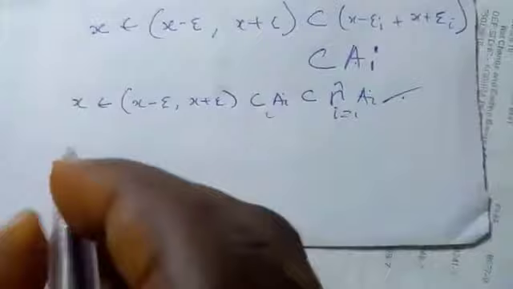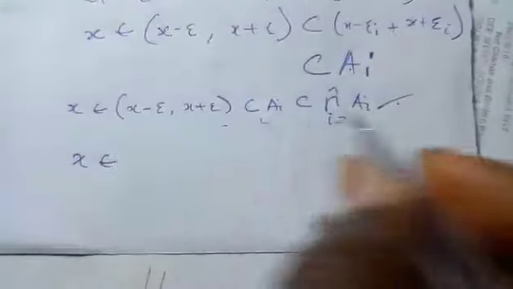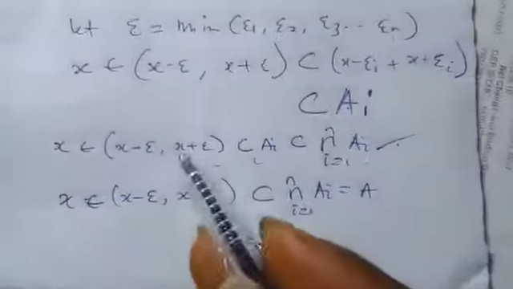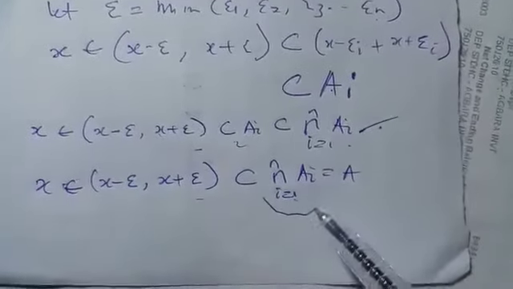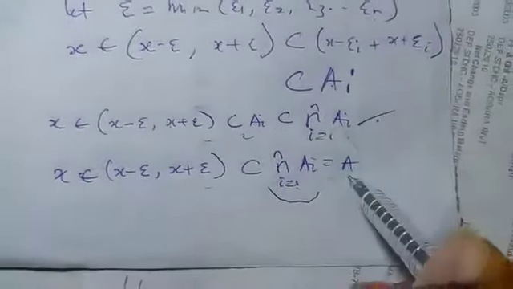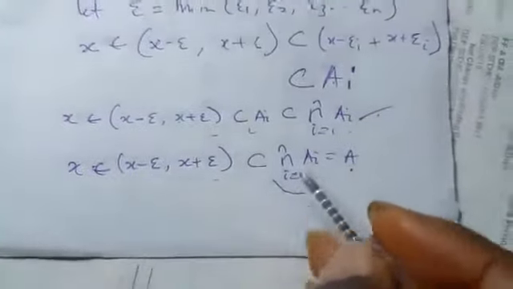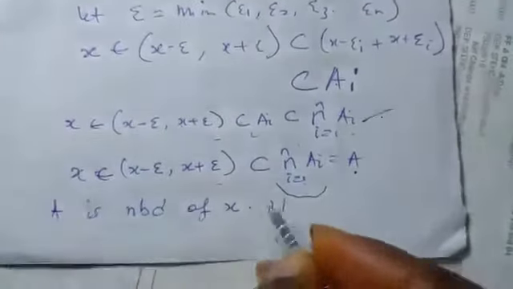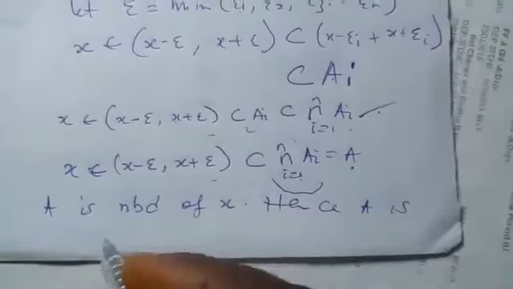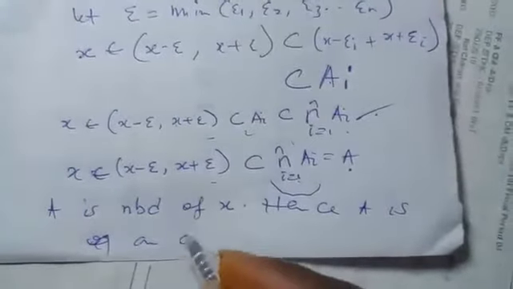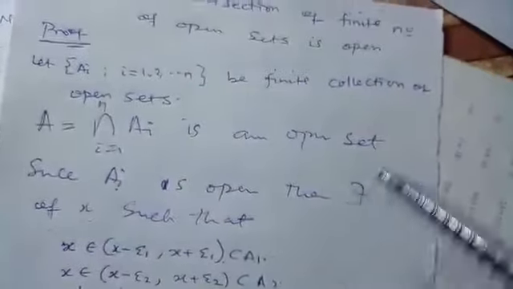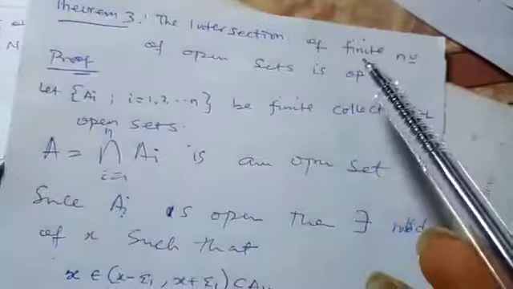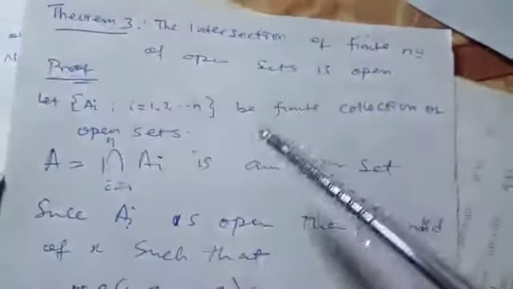So I can eliminate this and write this one and this. s belongs to this. It's a subset of the intersection, which is equal to A. So from that, we see that this A is a neighborhood of x. So hence A is open, or A is an open set. We have shown that the intersection of a finite number of open sets is again open.